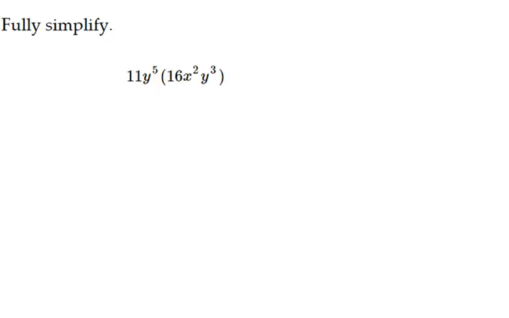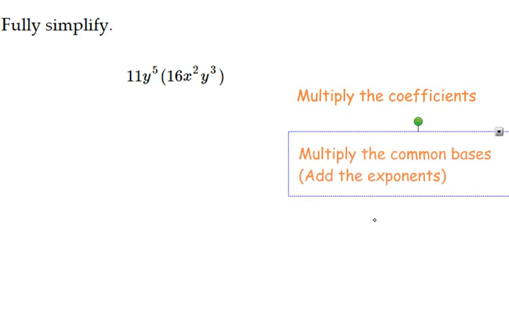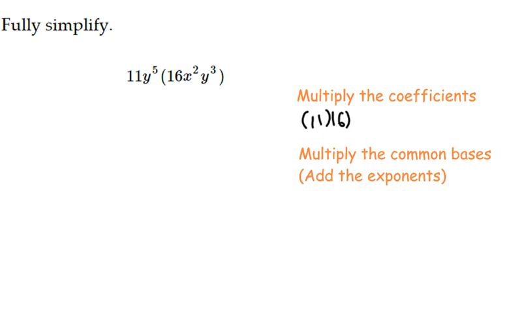Okay, let's try something more challenging. Here it says fully simplify. So how do we do this? It's pretty much the same concept as what we just did. Let me write out some steps here for you. We're going to multiply the coefficients first, then we're going to multiply the common bases by adding the exponents. So let's multiply the coefficients. That's going to be 11 times 16.